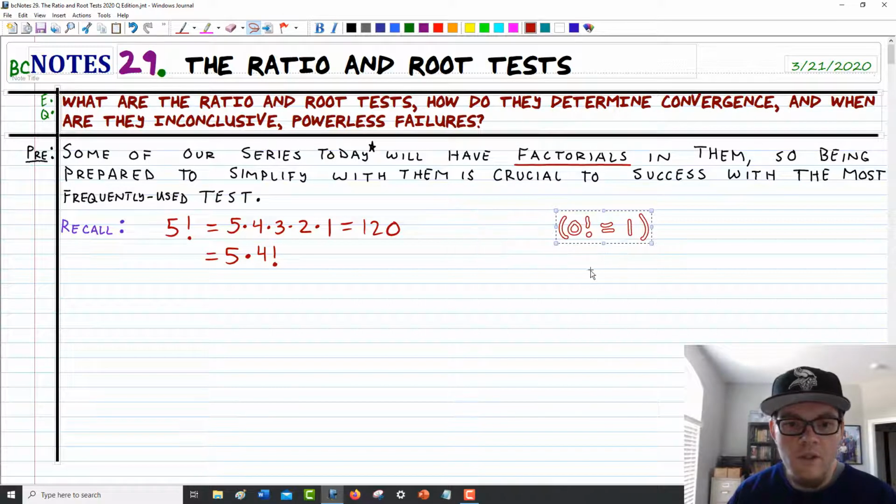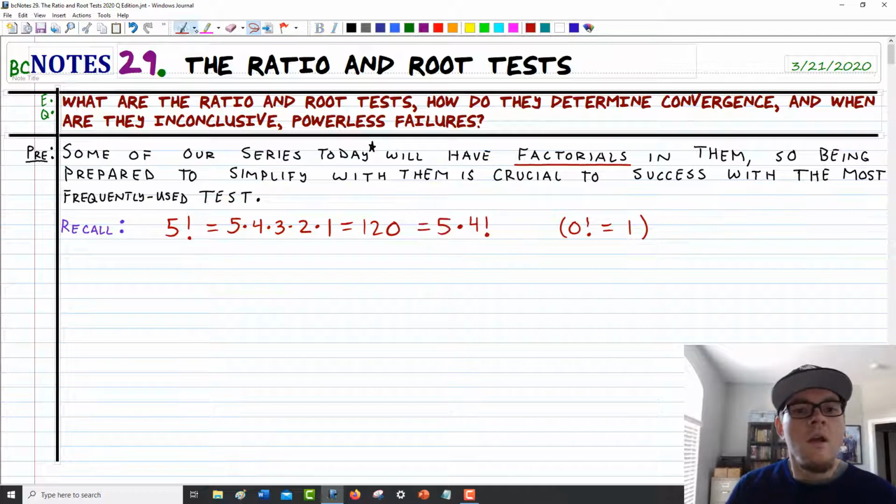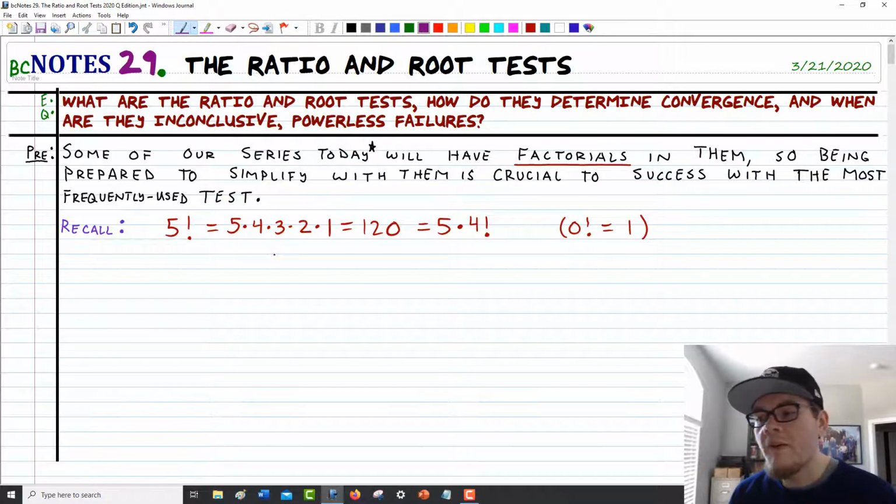In fact, I'm going to rearrange this since I suddenly have a lot more space. So there's our first bit with factorials, but that's not going to be the only kind of factorials we're going to see.